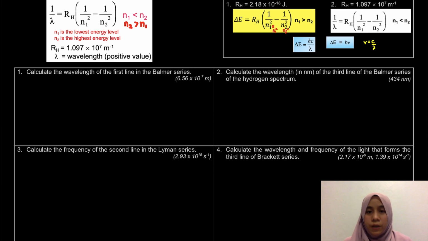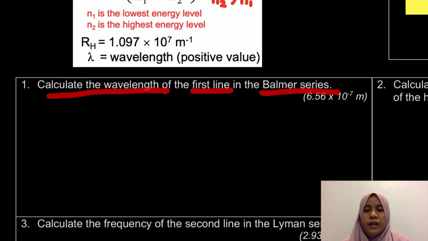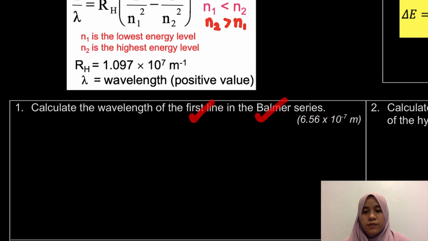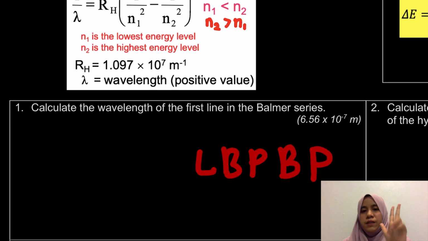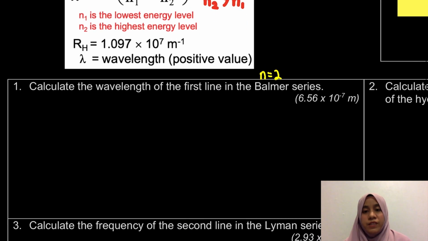Okay, so now let's look for example number 1. So they ask for the wavelength of the first line in Balmer series. So Balmer series, what is actually our ground state? So ingat, Lyman balik pasal berapa tu? So dia adalah yang balik kan? So it's actually n equal to 2. Okay, so what is actually the first line in Balmer series?